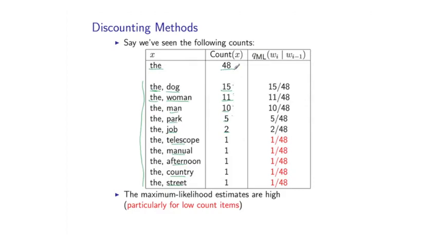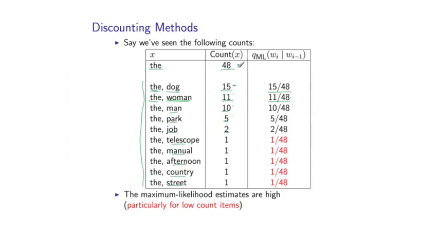So now if we consider the maximum likelihood estimates in this case, they're going to be, for example, 15 divided by 48 for the probability of "dog" following "there", 11 out of 48 for the probability of "woman" following "there", and so on, just the ratio of this count to the total number of times that I've seen the word "there".